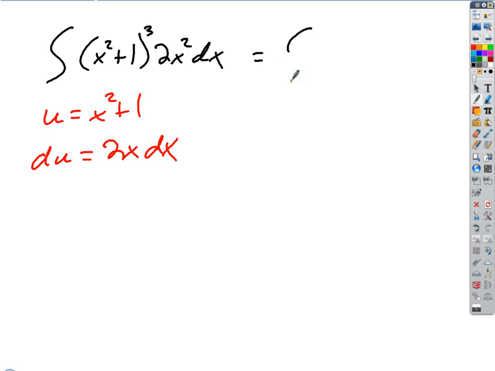Let's see, we get the integral of u cubed, but we don't have a complete substitution. We don't, do we? Because here I've got 2x dx times another x, right? So if I try to do a complete substitution here, I end up with an x du, don't I? An extra x. So at this point, all we can say about that is, it didn't work. So this is one that we can't do with the u substitution.